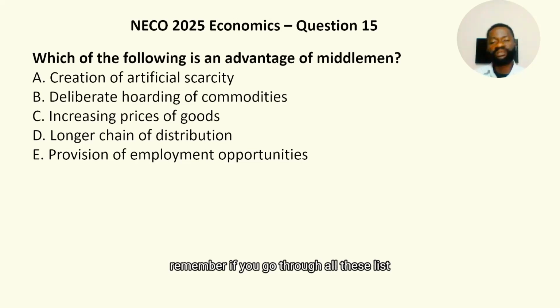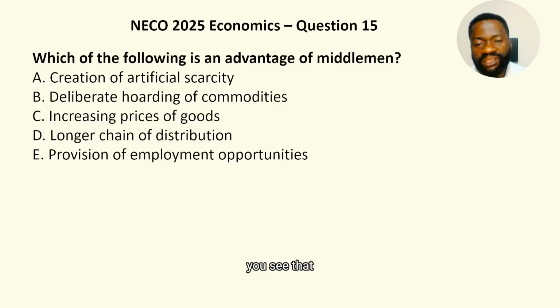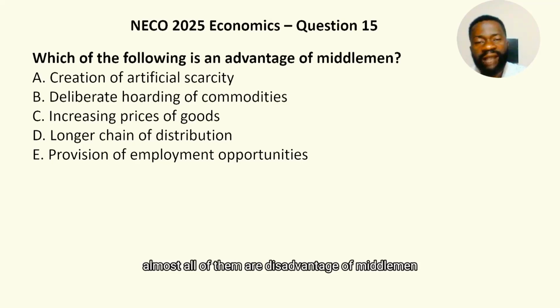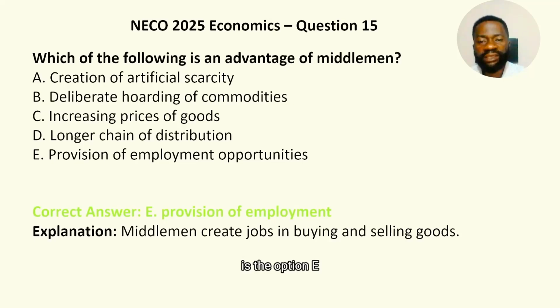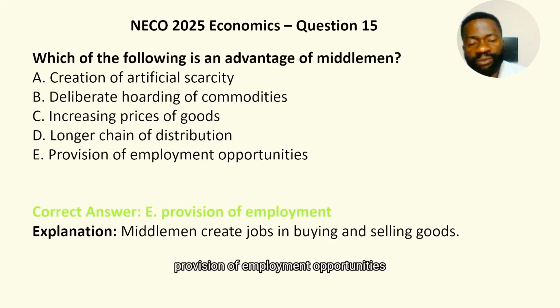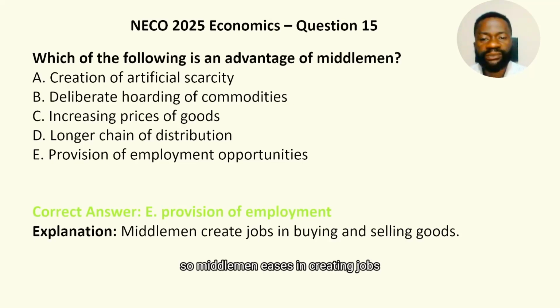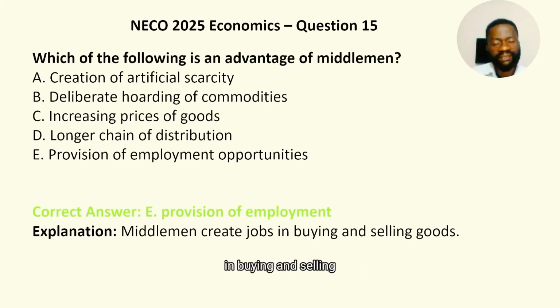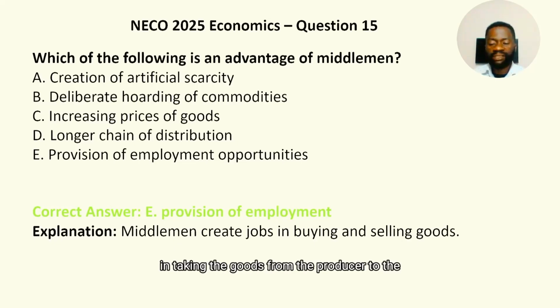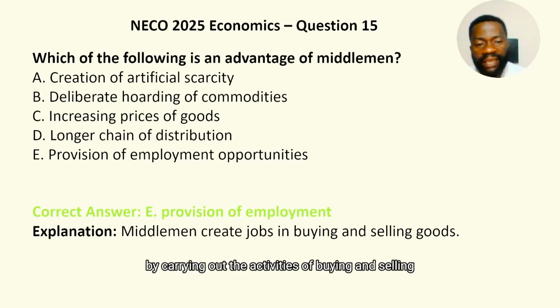Remember, if you go through all these lists that we have mentioned, you see that almost all of them are disadvantages of middlemen. So the only advantage we have in this question is option E. Provision of employment opportunities. So middlemen help in creating jobs, in buying and selling. People who help in taking the goods from the producer to the final consumers are employed by carrying out the activities of buying and selling.